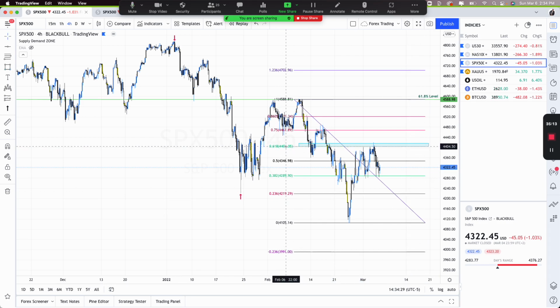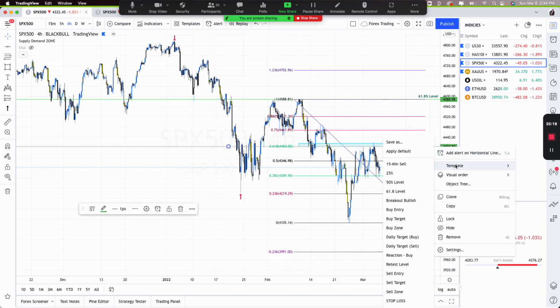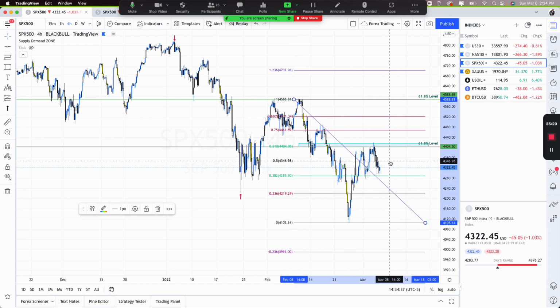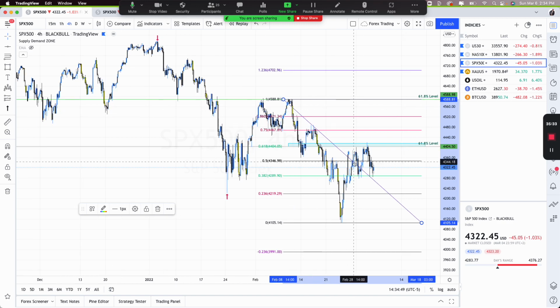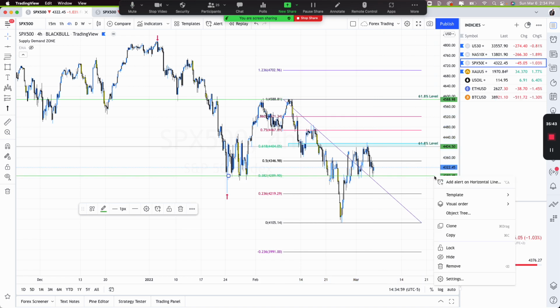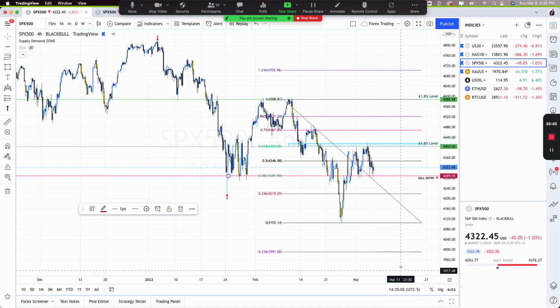Look at this. Another 61.8. So my targets now for the potential sell, because I believe the market is still pushing down. Why? Because it hasn't broken above these previous highs. So my entry will be here. My targets will be the fib levels.